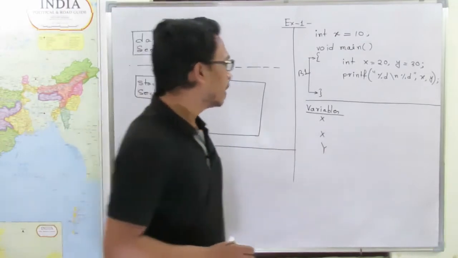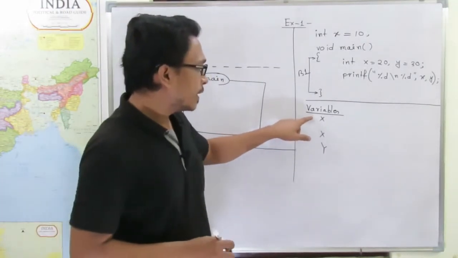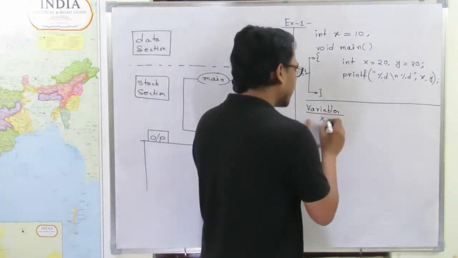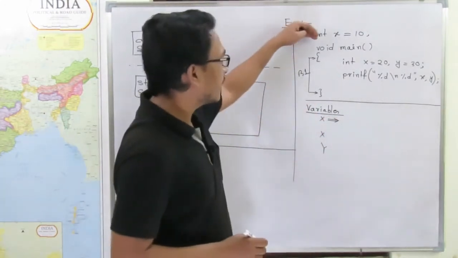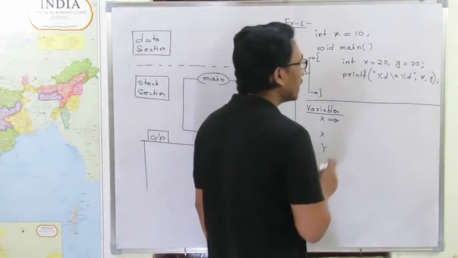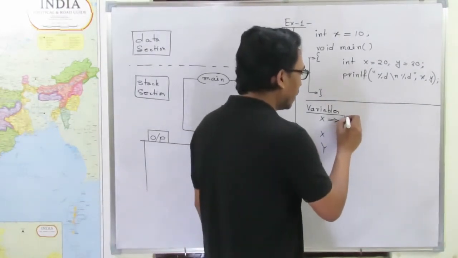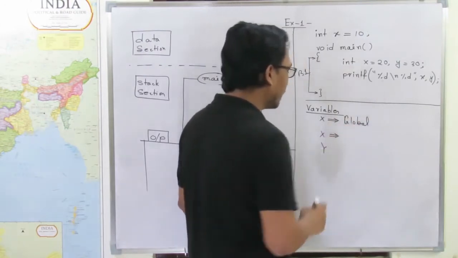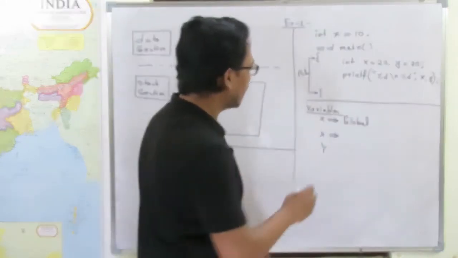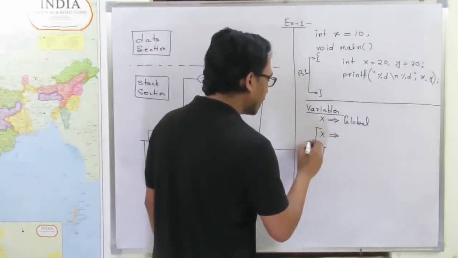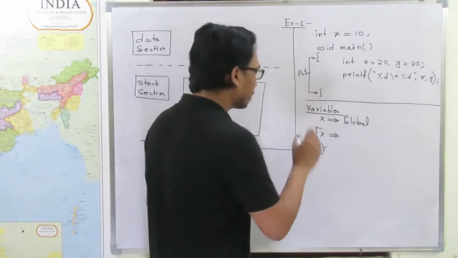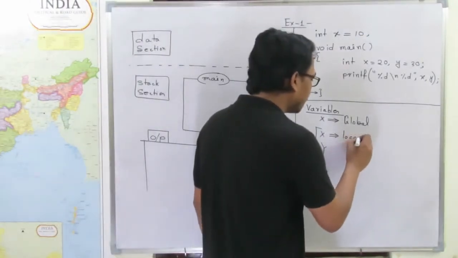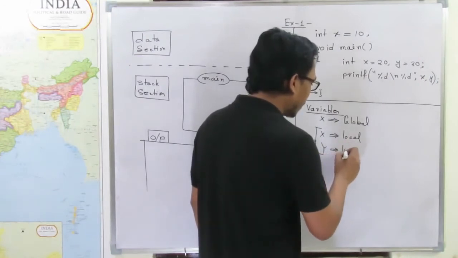Why? Because look at the place where these particular variables are declared. Coming to the first x, this particular x is declared here, that means this one is outside any block, so it will be a global variable. Both of these other variables are declared inside the main block. So this x is a local variable and this y again is a local variable.